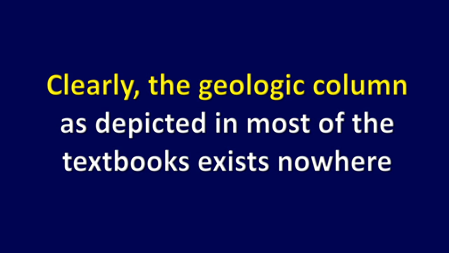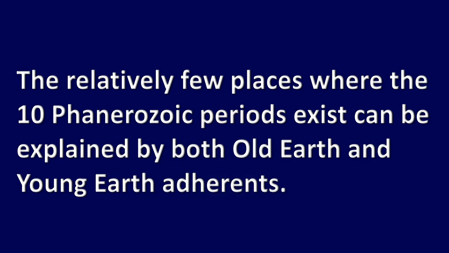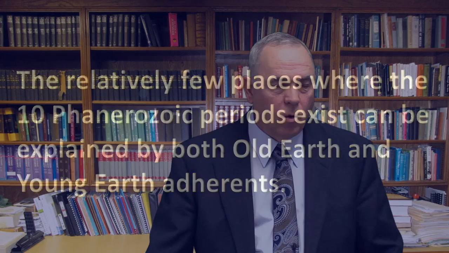So clearly, the geologic column and the geologic timescale or clock, as it's depicted in those pictures and in most textbooks where you will see it, doesn't exist. It just doesn't exist like it's supposed to exist. Nowhere does it exist there. And in the relatively few places, and there are some places where they have the 10 Phanerozoic periods, those can be explained both by an old world and a young world explanation. You don't need an old world necessarily to explain that, even if you see those few places where those 10 periods exist.